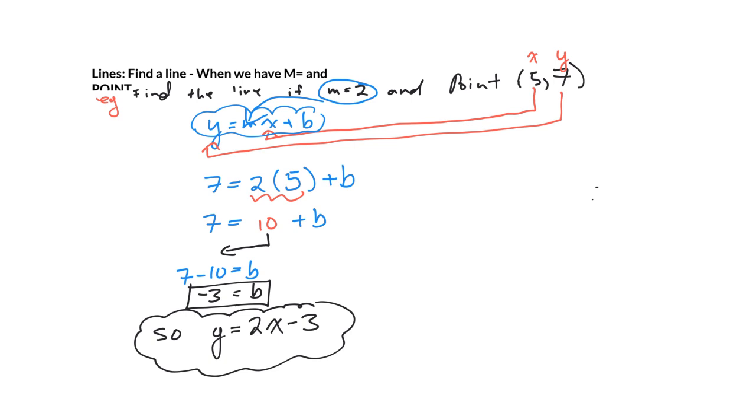That's it. No more. Okay? So just a quick recap. The first thing that we have to do is start with y equals mx plus b. Number 2, we substitute our x, our y, and our m value into our equation. And then we move all the numbers to one side and get b by itself. And then we restate the equation as y is equal to 2x minus 3.